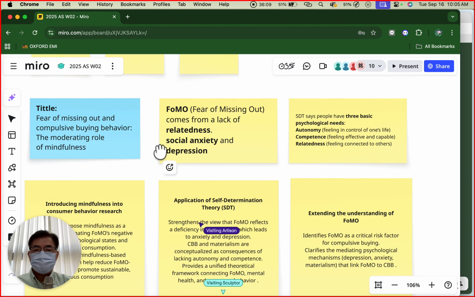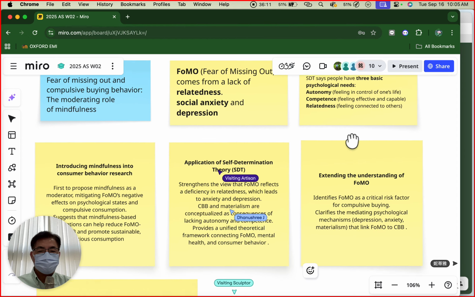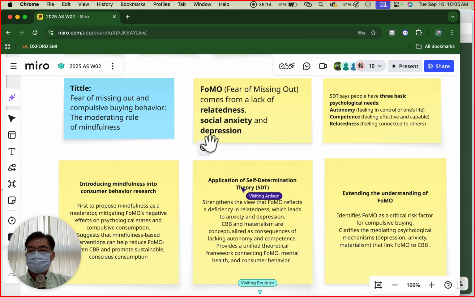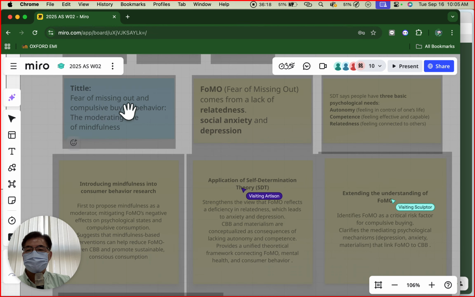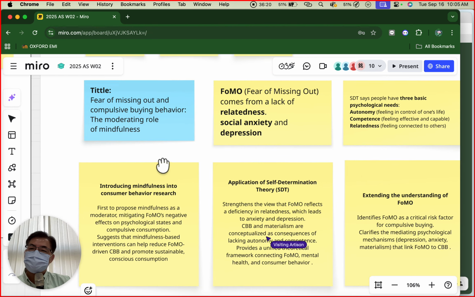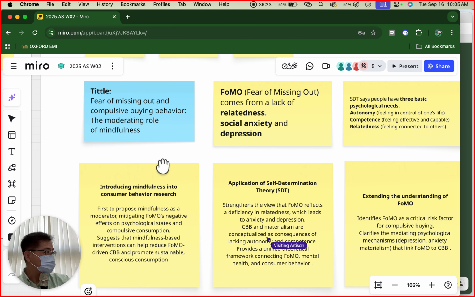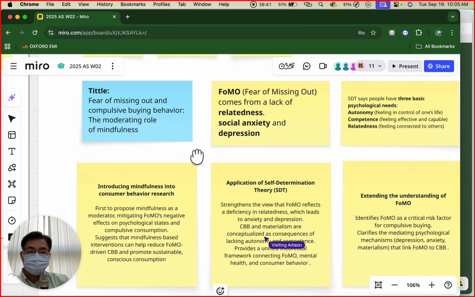Very good. I have a little question here. Since the title of this article is Fear of Missing Out, there's probably, I guess, an independent variable, right? Fear of missing out. And the dependent variable could be impulsive buying behavior, right? Am I right? Yes. And also the moderating role of mindfulness. So there's a moderator called mindfulness in this research.